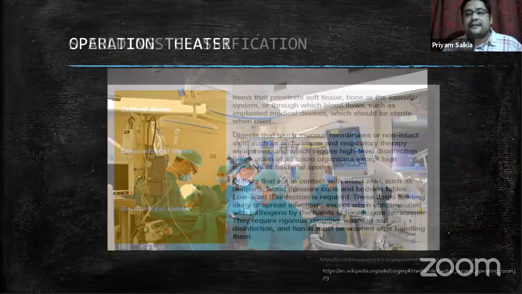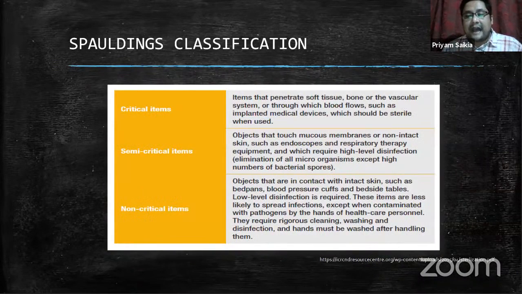Spaulding has given a classification regarding the items that will come in contact with the patient, and this classification simplifies what kind of disinfection or sterilization those equipments will need. Spaulding has divided the items as critical items, which are those items that come in contact with sterile body tissue of the patient. So critical items are those items that penetrate soft tissue, bone, or the vascular system, or through which the blood flows, such as the implanted medical devices. And undoubtedly, these critical items should be sterilized.